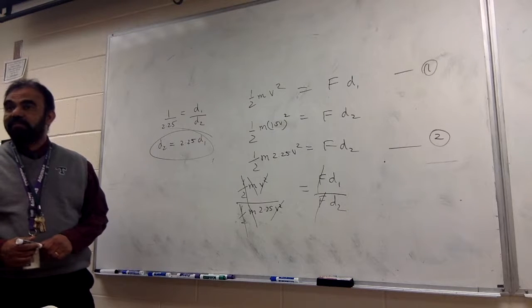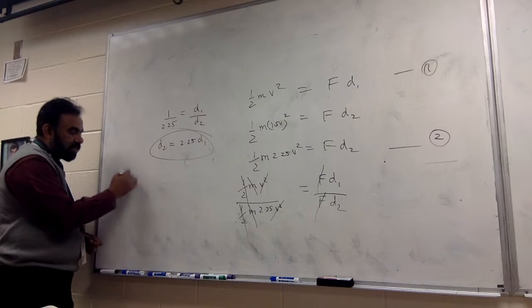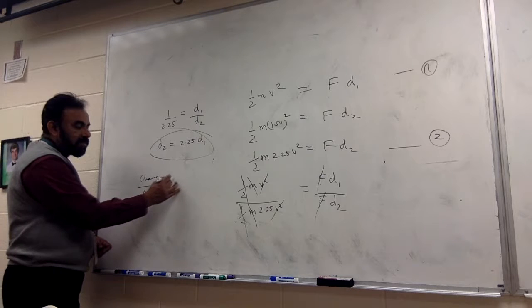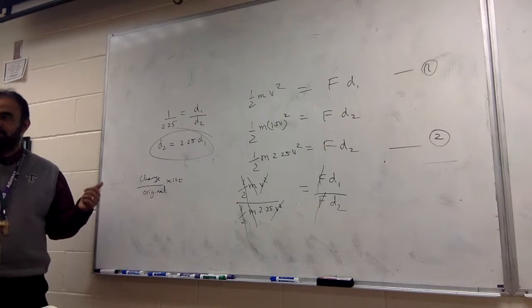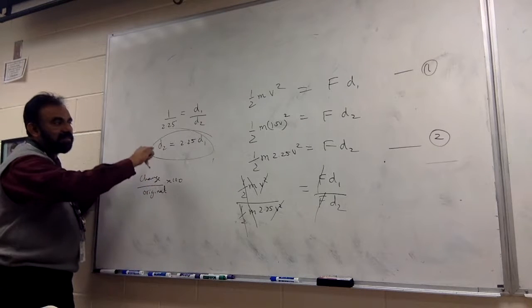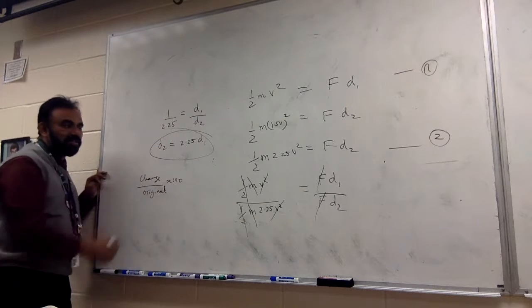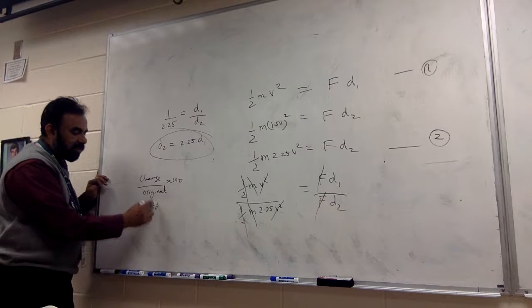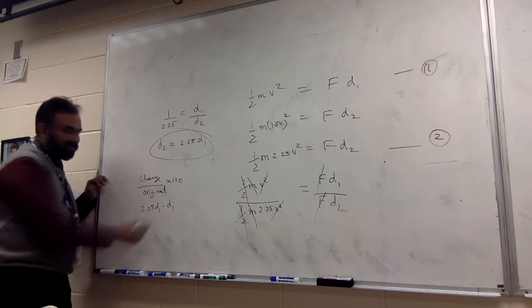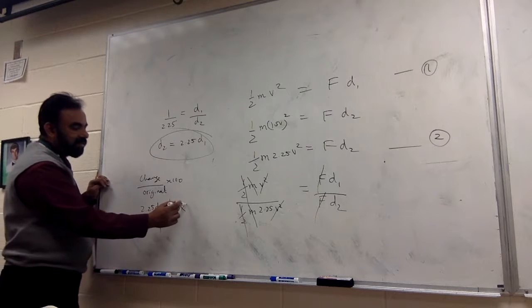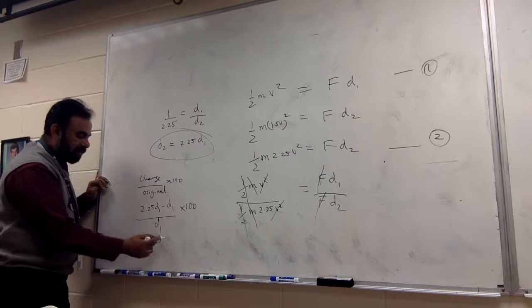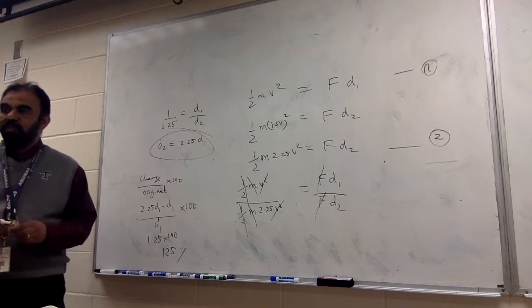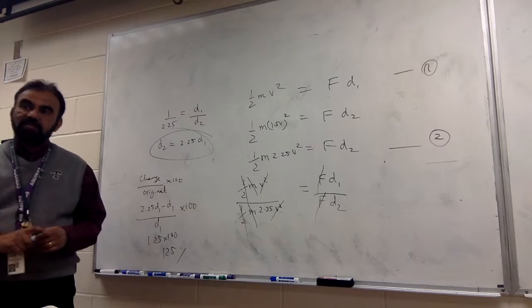How do you find percentage change? Percentage change is change over original times 100. What's the change? Earlier it was D1, now it is 2.25 D1. Change is 2.25 D1 minus D1. That's a change, right? Over original, which is D1, times 100. So it will be 1.25 times 100. So 125%. So the new distance is 125% more than the old distance.